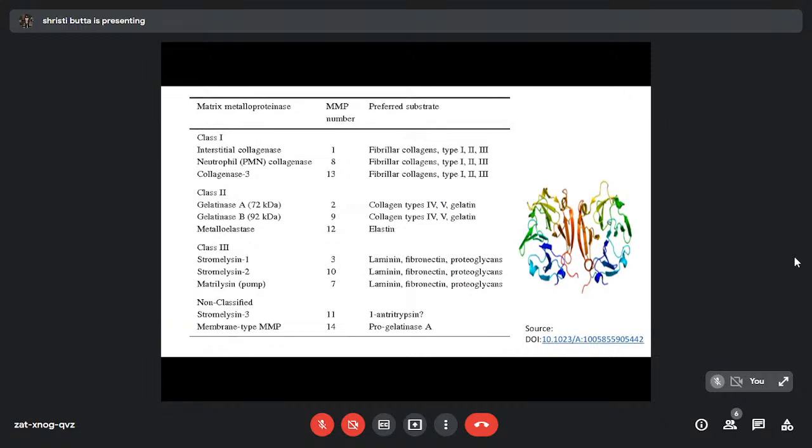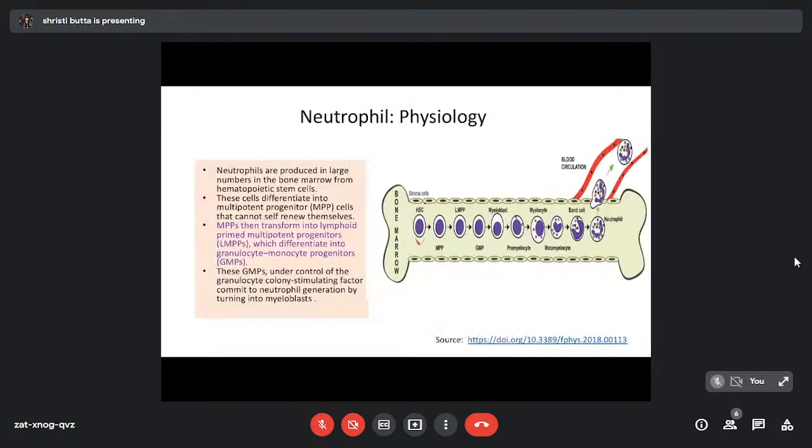We have neutrophil physiology coming up next. The neutrophil arises from the hematopoietic stem cell. This changes into the multipotent progenitor cell, which then transforms into lymphoid-primed multipotent progenitors, which subsequently differentiate to produce the granulocyte-monocyte progenitors. And then we all know the stages: myeloblast, promyelocyte, myelocyte, metamyelocyte, band forms, and neutrophils. But how does this neutrophil exit the bone marrow? That's interesting. Let's see.